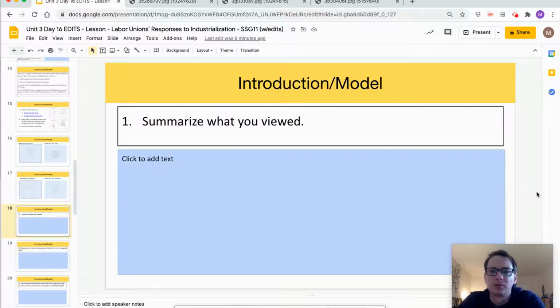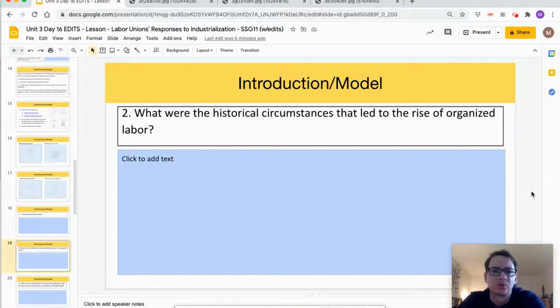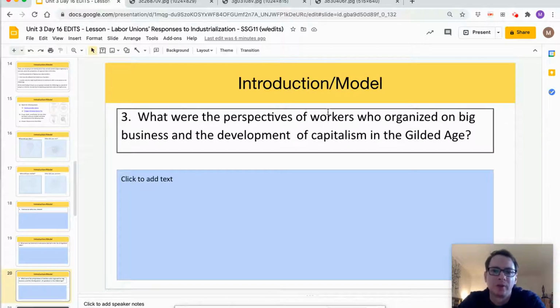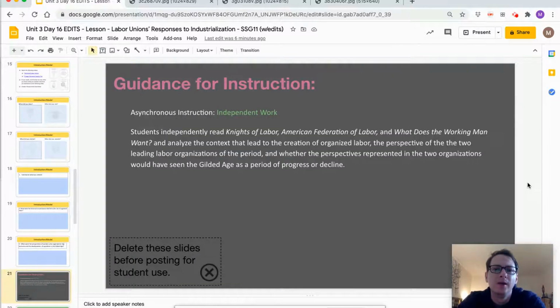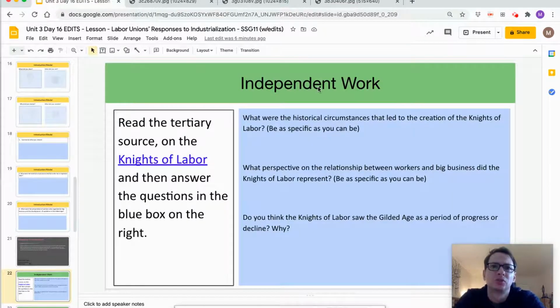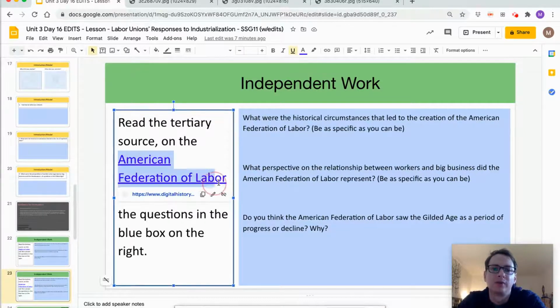Like I said, there are some check for understanding questions about the historical circumstances and the perspectives of the workers who organized. That's going to lead us to start examining 2 of the more influential labor unions of this time. First, you're going to look at the Knights of Labor, and second, you're going to be looking at the American Federation of Labor. And yes, both of these labor unions have much in common. However, if you read closely, you are going to find several significant differences between them as well.